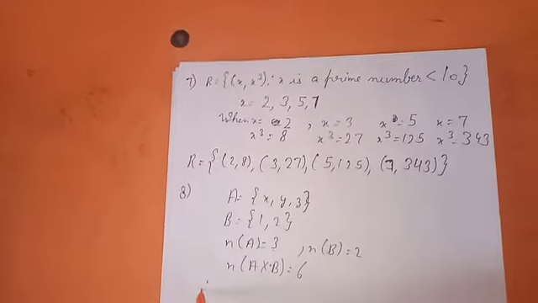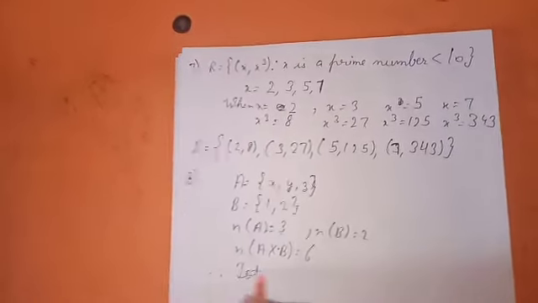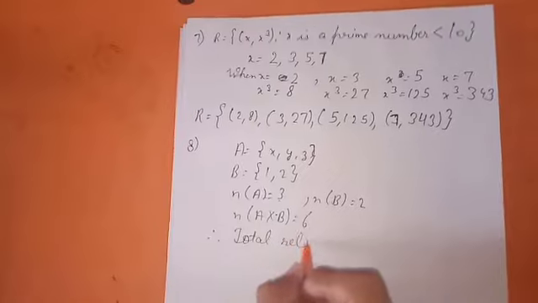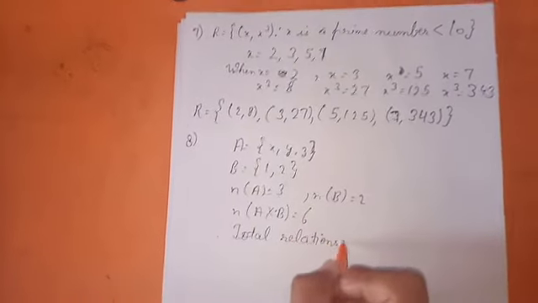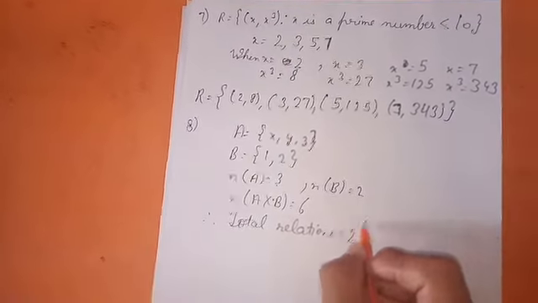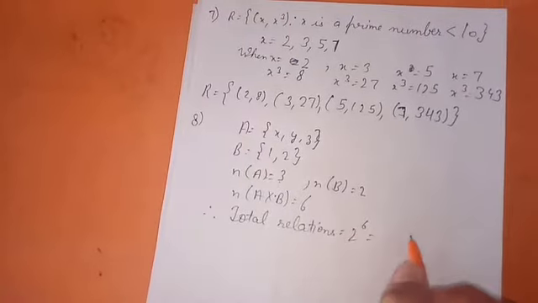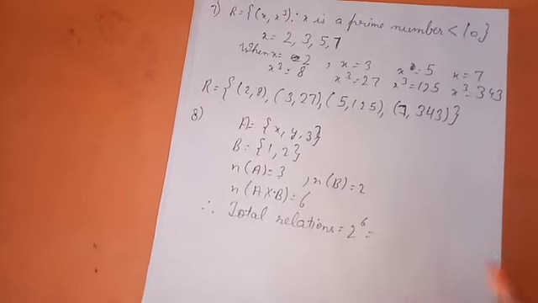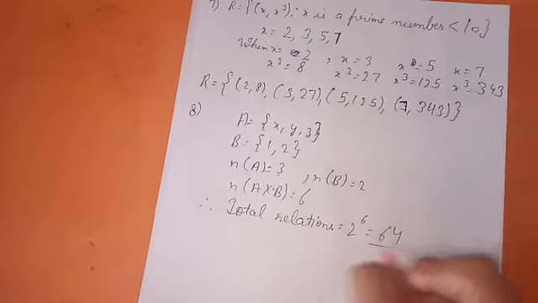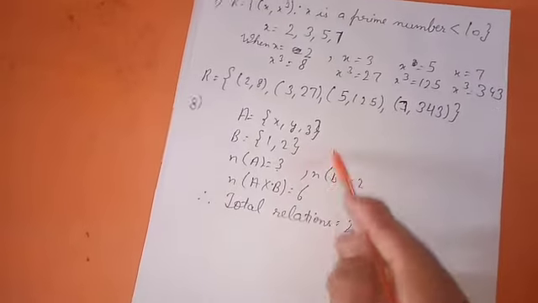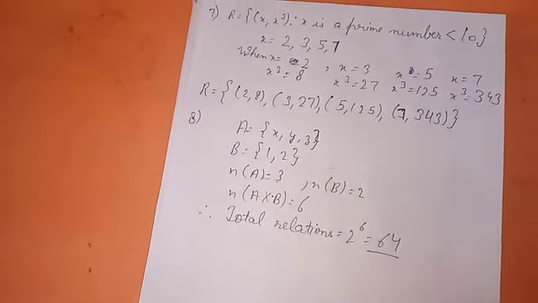So therefore total relations will be what? Total relations will be 2 raised to the power 6. And what is the value of 2 raised to the power 6? It is 64. So there are a total of 64 relations that can be found between A and B. Okay, it was an easy question.